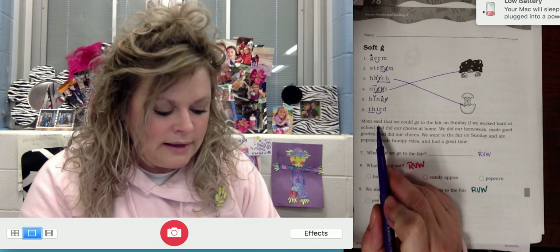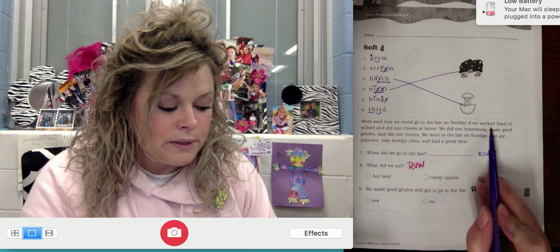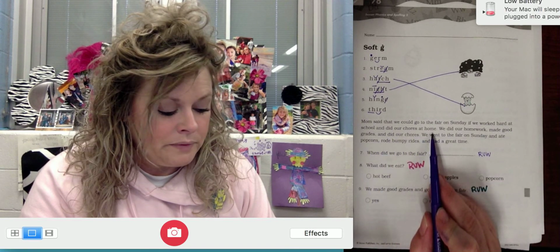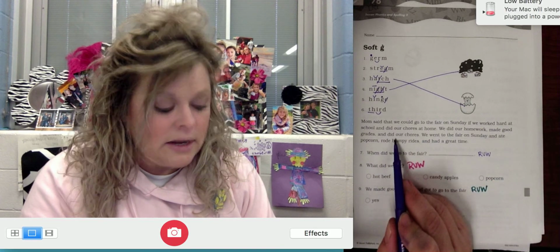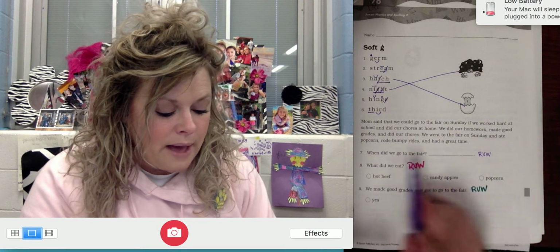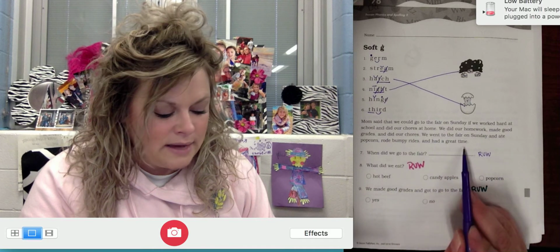Mom said that we could go to the fair on Sunday if we worked hard at school and did our chores at home. We did our homework, made good grades, and did our chores. We went to the fair on Sunday and ate popcorn, rode bumpy rides, and had a great time.